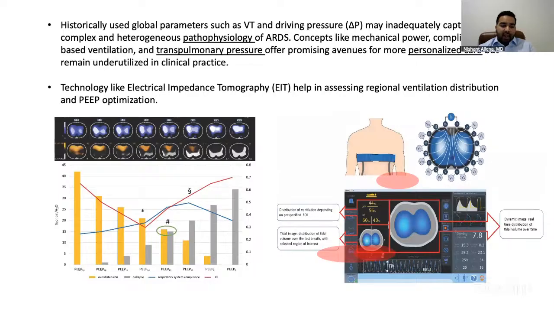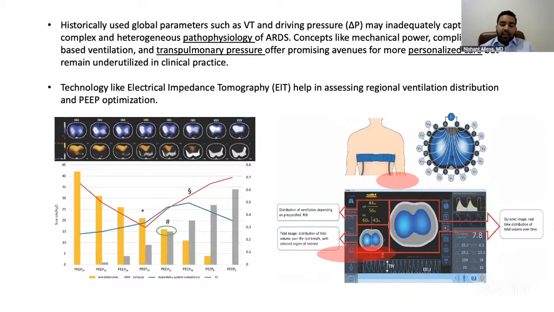So in this particular slide, what I've included here is electrical impedance tomography. And the way this works is you have a belt around your chest wall. It comprises around 16 electrodes, which give you electrical signals based on your regional pattern of ventilation. So the color gradient usually goes from black to yellow. Black meaning that there's no ventilation, and yellow means that you have ventilation in those regions.